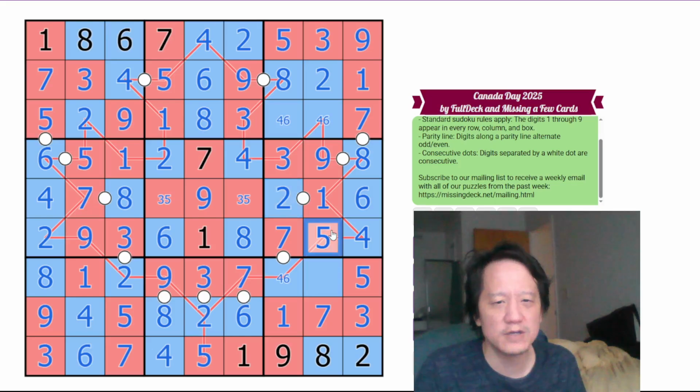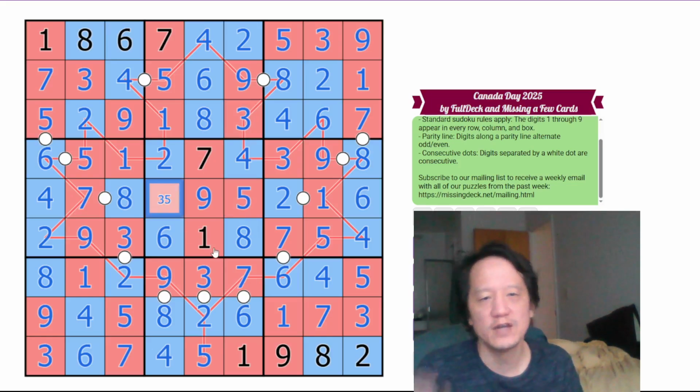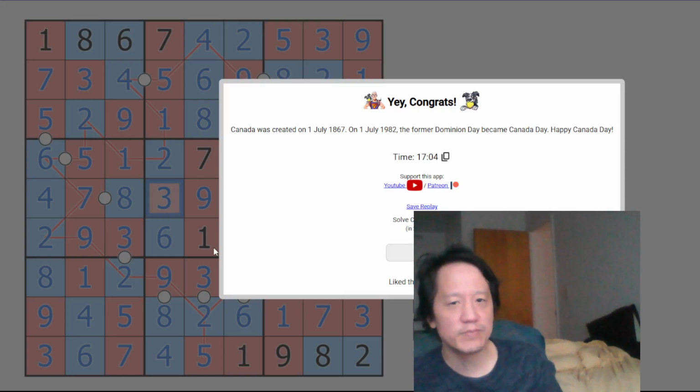Obviously, this can't be 8. 7's only consecutive with 6 out of 4 and 6. So this is 6, this is 4, this is 6, and this must be 4. 3 eliminates 3 here, so it's 5, and this is a 3.